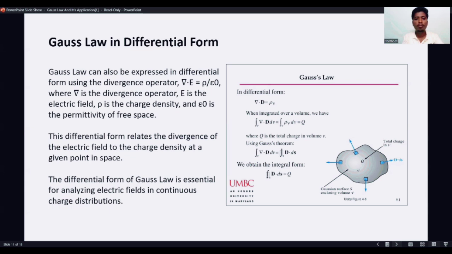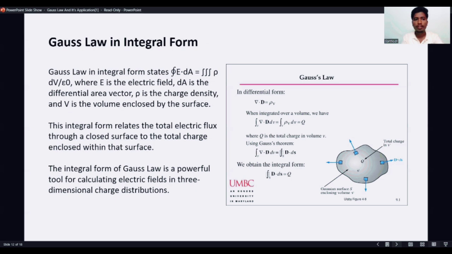This differential form relates the divergence of the electric field to the charge density at a given point in space. And finally, the differential form of Gauss law is essential for analyzing electric fields in continuous charge distributions. And then, Gauss law in integral form.